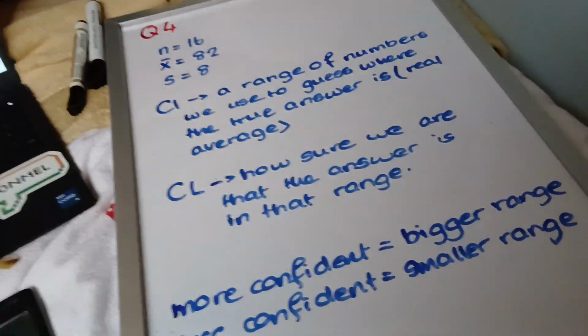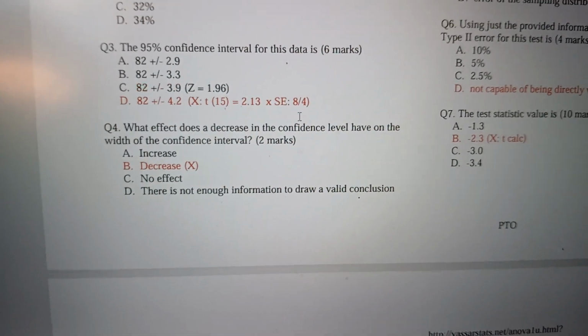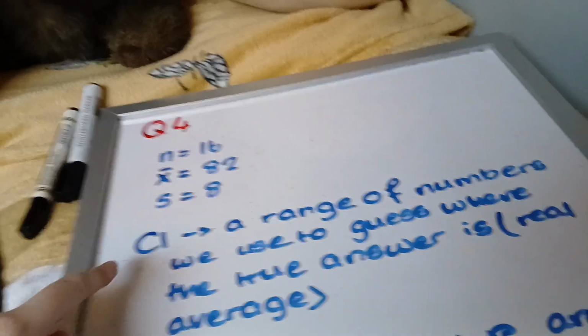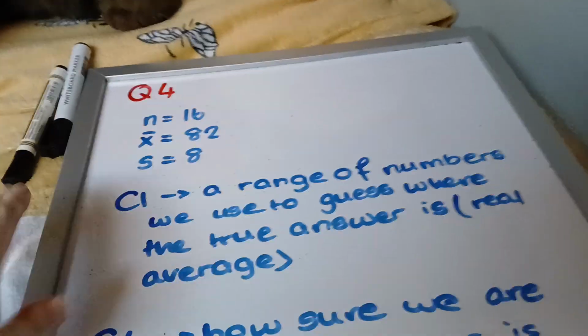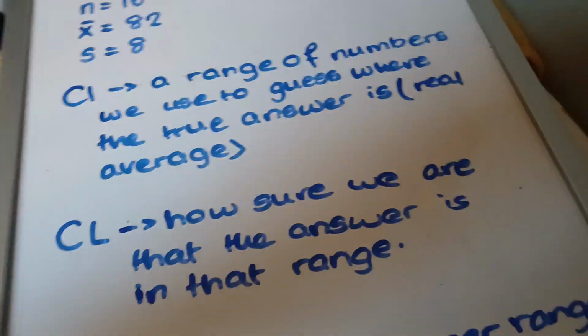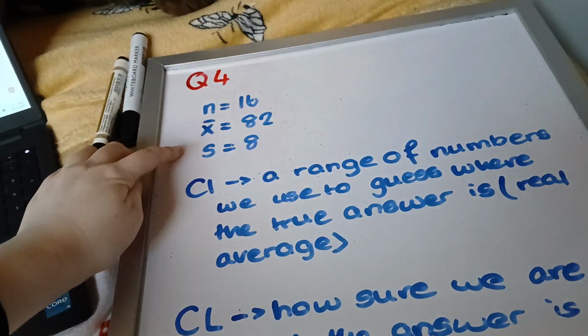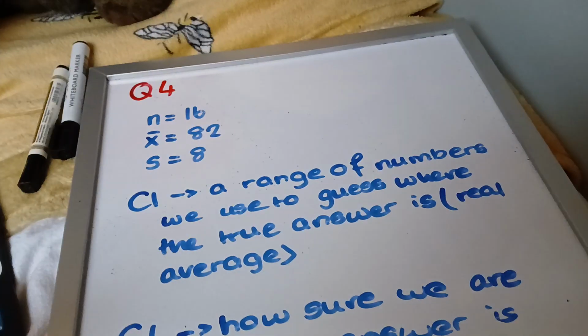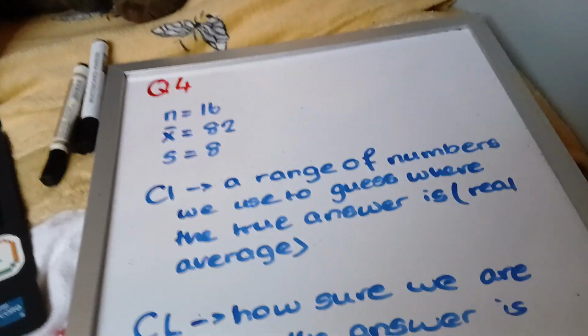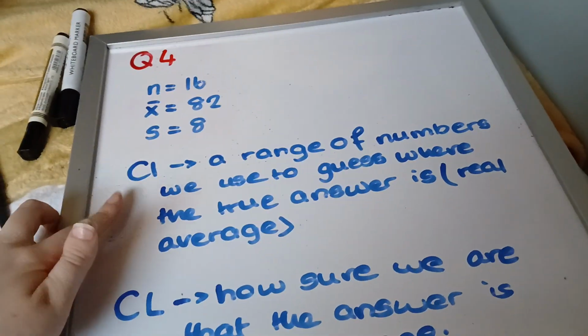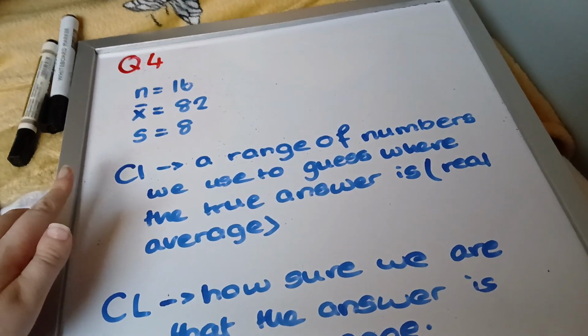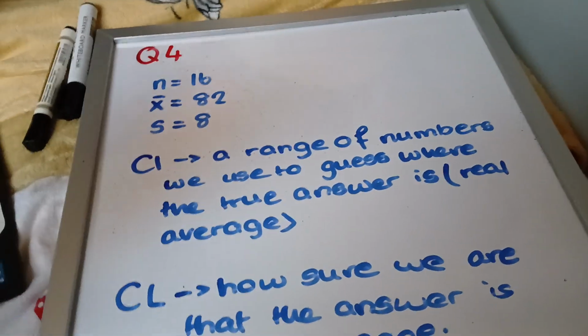Okay, so question 4 is a theory question. It asks, what effect does a decrease in confidence level have on the width of a confidence interval? To explain this, I'm just going to say that a confidence interval is a range of numbers we use to guess where the true answer is, or the true population average, because obviously this is just a sample. If we were trying to guess where the true population average is, then we're basically outlining a range where we're guessing what the true average is.